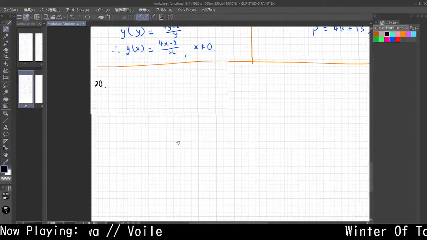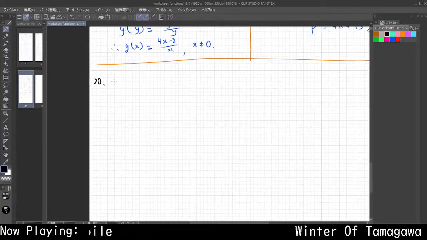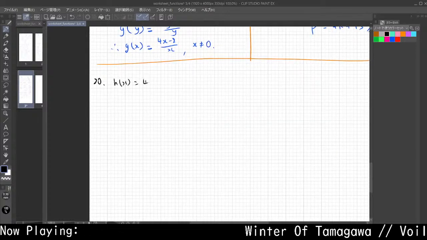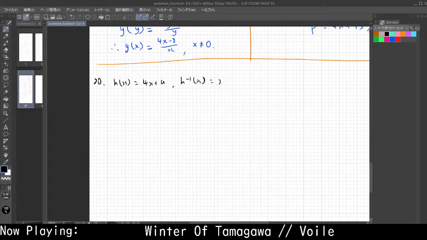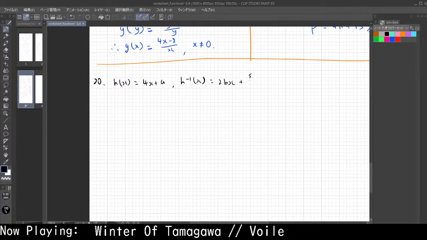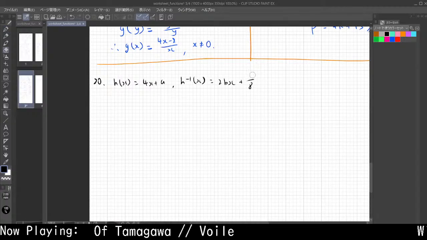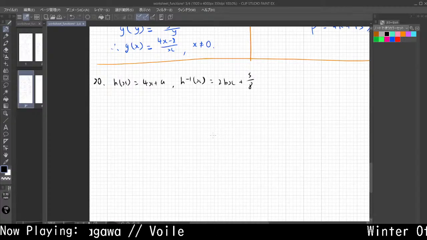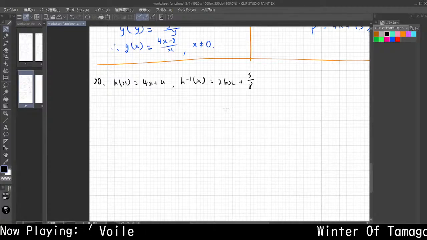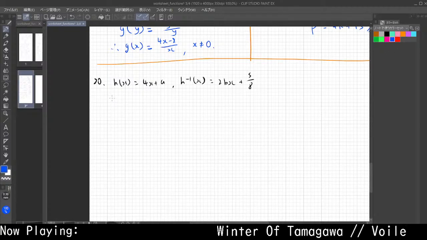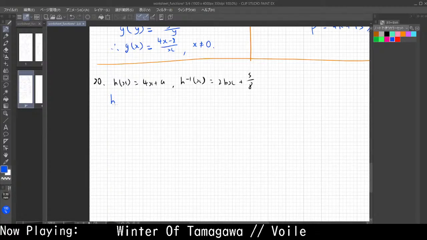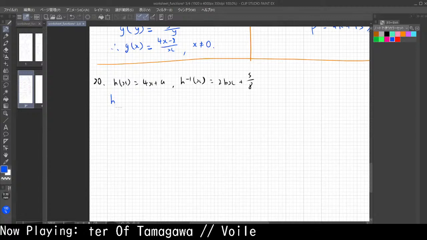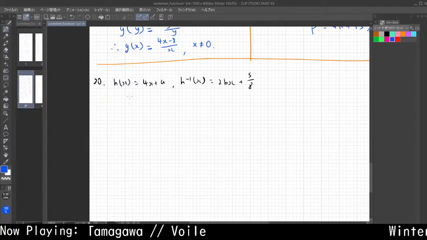20. Given that h(x) is 4x plus a and h inverse is 2bx plus 5 over 8. Find the values of a and b. Okay, so this is a comparison question. You start from h(x). If you want to, you can do it the other way, but it'll be very confusing, so no. You can start from h(x).